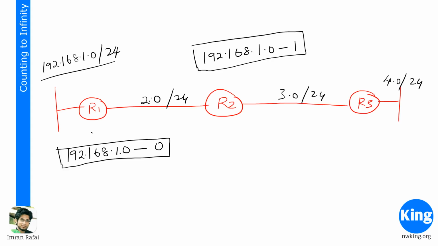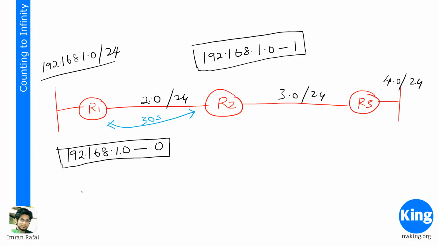R1 has this route accessible at 0 hop count because it's directly connected. When it sends an update as part of the routing protocol RIP, as we learned in our last video, every 30 seconds they send an update to each other. So when R2 gets an update which says 192.168.1.0 is available with a hop count of 0, it adds 1 to it and says, okay, 192.168.1.0 is accessible to me with a hop count of 1 through R1. This is how normally the routing updates are done, and how the routing tables are populated.